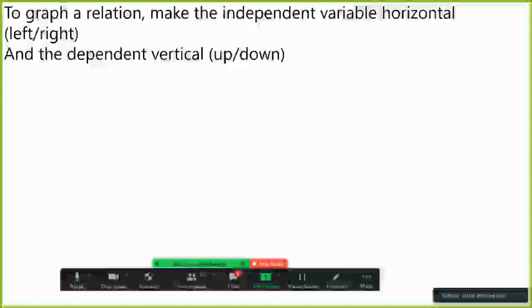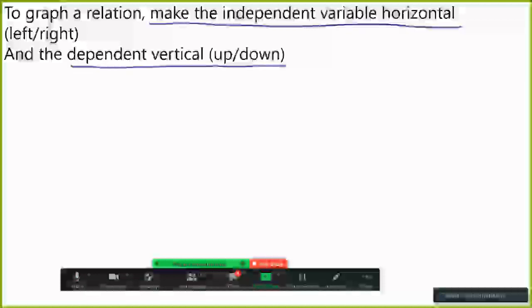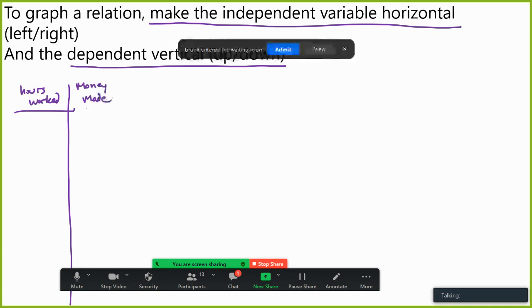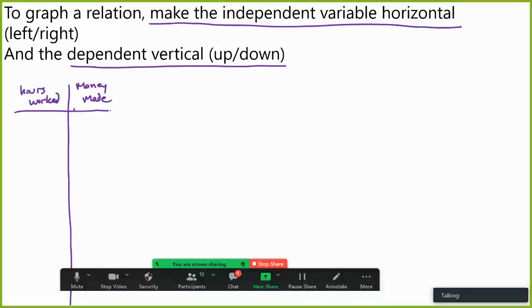Now we're going to graph it. To graph a relation, make the independent variable the horizontal. I'm going to underline that. Make independent variable horizontal and the dependent vertical. So how do we graph this? We have our table. I'm going to copy it down again. So hours worked, and that corresponds to money made. So same table as before.